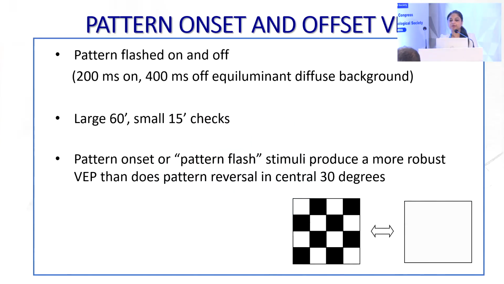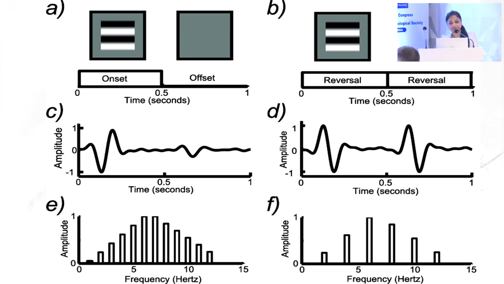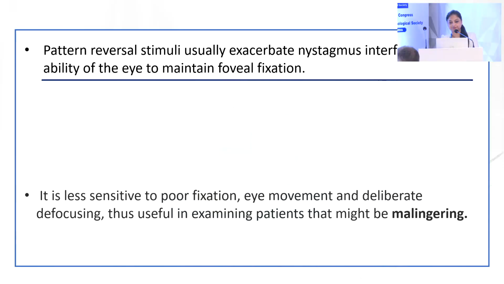Now let's talk about pattern onset and offset. In this, the pattern is on for 200 milliseconds and off for 400 milliseconds. When the pattern is off, the background illuminance is the same. This is also done with two sizes, 60 minutes and 15 minutes check. The pattern onset or pattern flash stimulus produces a more robust VEP than pattern reversal in the central 30 degrees. This is the comparison between the pattern onset offset waveform and the pattern reversal waveform.